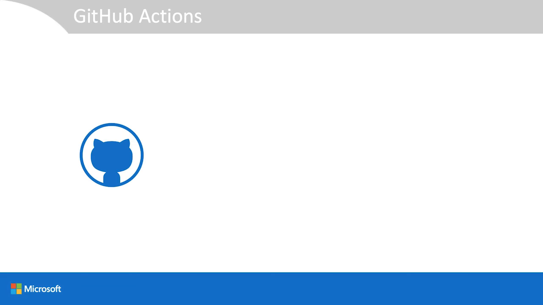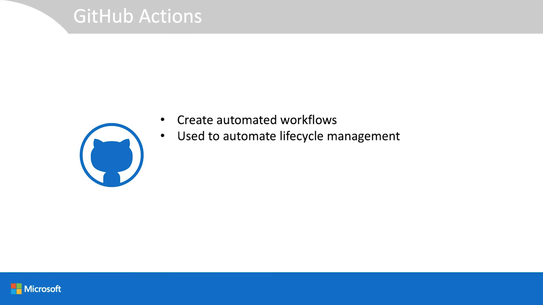Now, in most situations when a software development team is using GitHub, they'll implement a system where the repo will automatically build a new version of software when developers publish code changes. And when that happens, they can also kick off all kinds of automated tasks using a feature in GitHub called GitHub Actions. GitHub Actions allow you to create automated workflows, and these are used to automate the lifecycle management of applications.